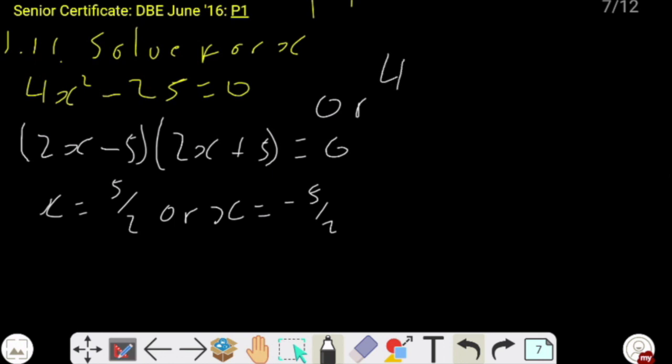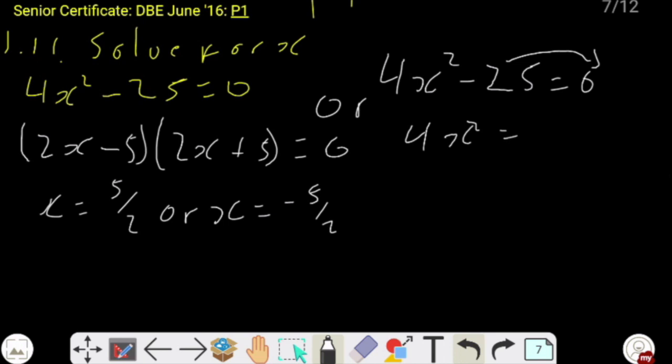You can say 4x squared minus 25 equals 0. You can take the 25 to the other side. On this side you are left with 4x squared equals 25, and then you can divide by 4 on both sides, meaning you are left with x squared equals 25 over 4.